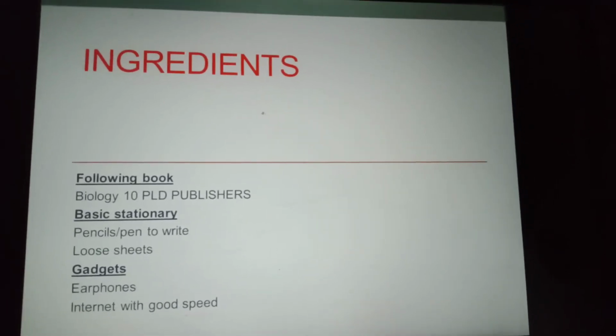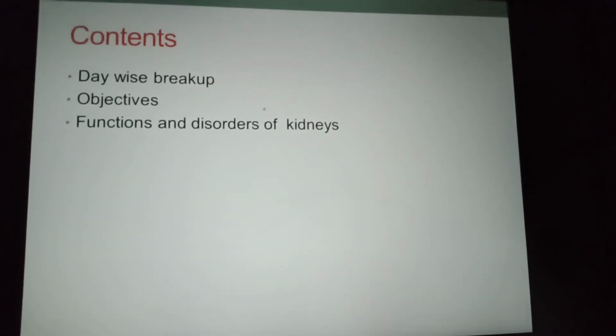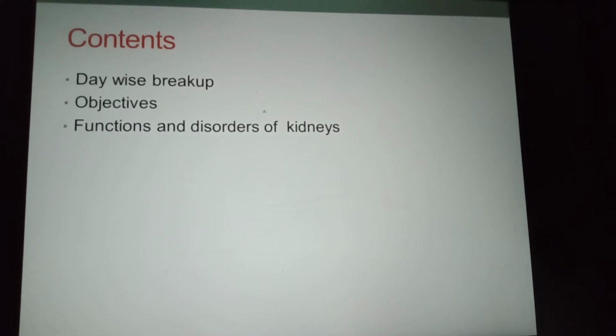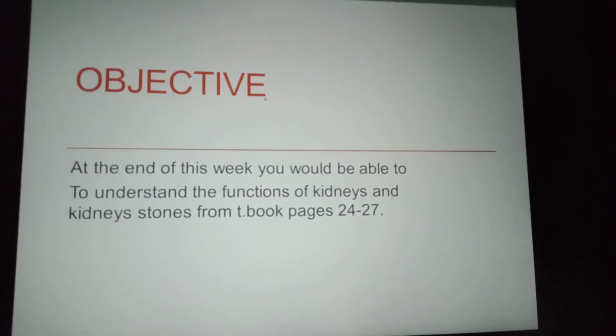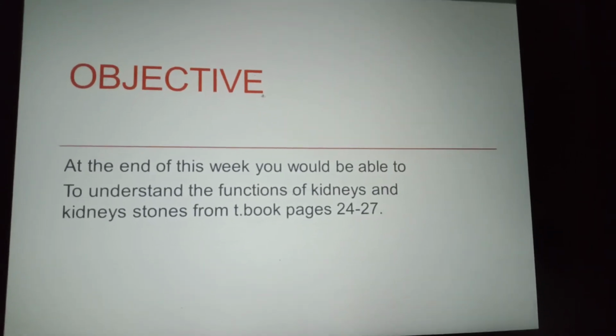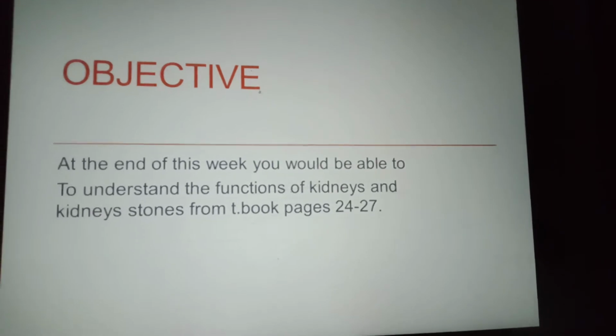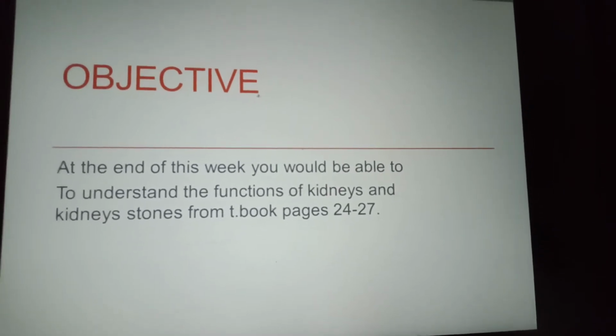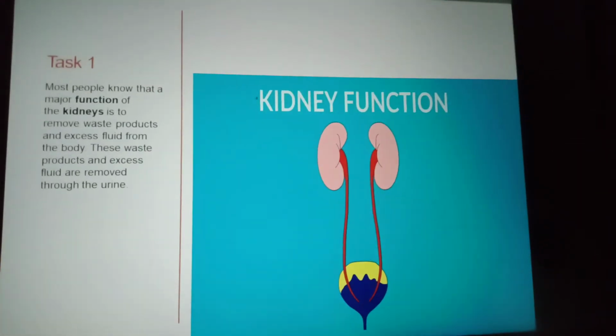You must have the following book, basic stationery and gadgets. Contents include day-wise breakup, objectives, functions and disorders of kidneys. Recipes chapter number 11, Homeostasis. The objective is that at the end of this week you would be able to understand the functions of kidneys and kidney stones from textbook pages 24 to 27.